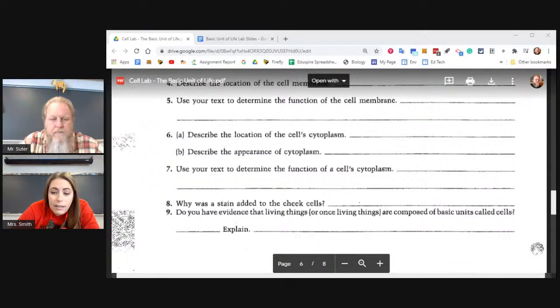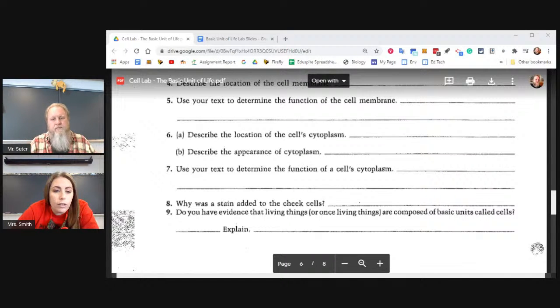Mr. Shooter, if you missed it, said at number 8, the stain added to cheek cells would be methyl blue. It's a blue dye. There's other things we can add, but methyl blue works really well with animal cells.